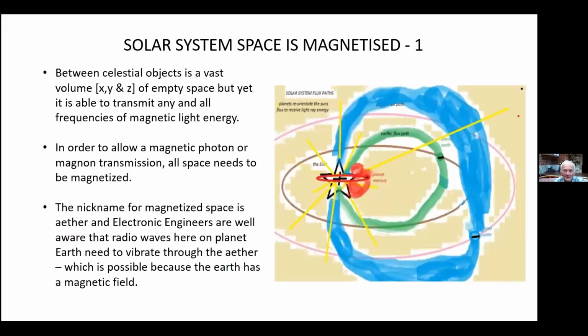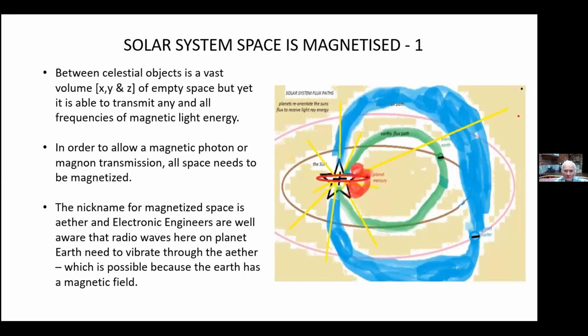So the next slide says that between celestial objects, there's a vast volume of space, x, y, z again, of empty space, but yet it is able to transmit any and all frequencies of magnetic light energy. In order to allow a magnetic photon or magnon transmission, all space needs to be magnetized.